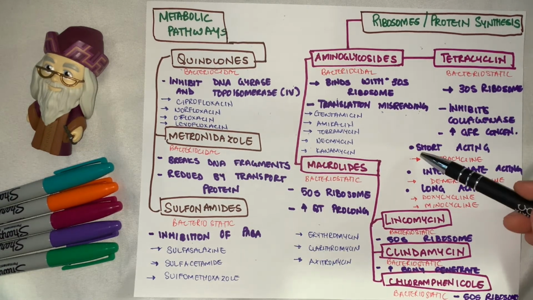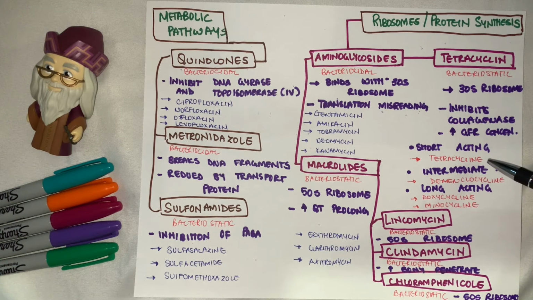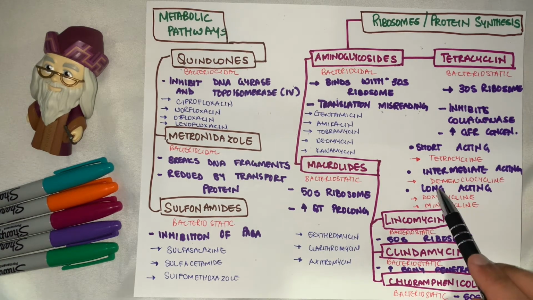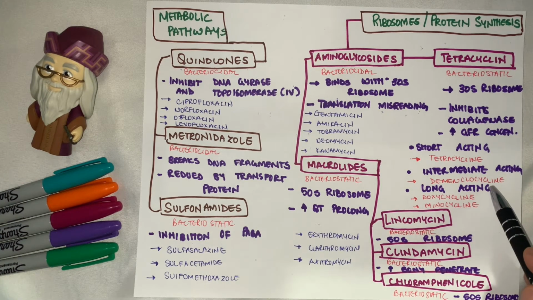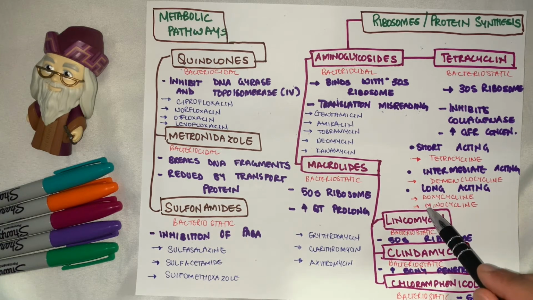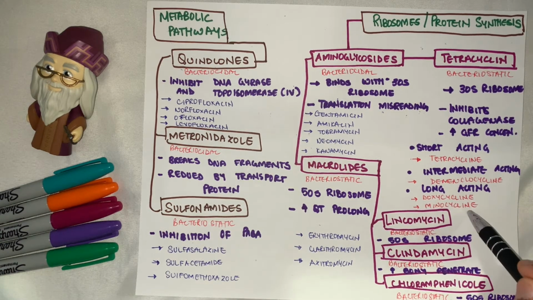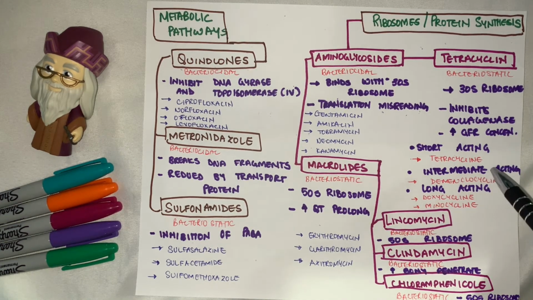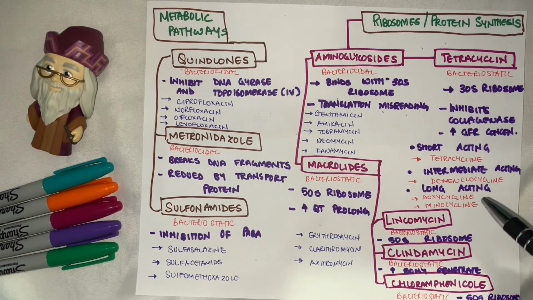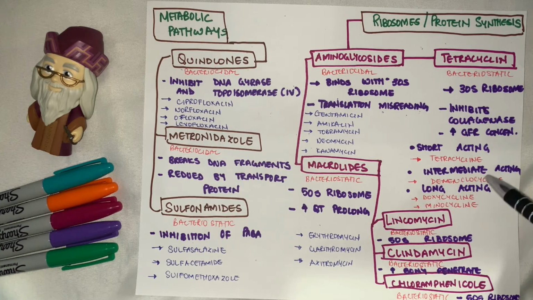Tetracycline is further divided into short-acting, intermediate-acting, and long-acting. Short-acting is simple tetracycline. Intermediate-acting is known as demeclocycline. And long-acting is known as doxycycline and minocycline. All of these drugs we're going to get very much familiar with when we have the next lectures on antibiotics.